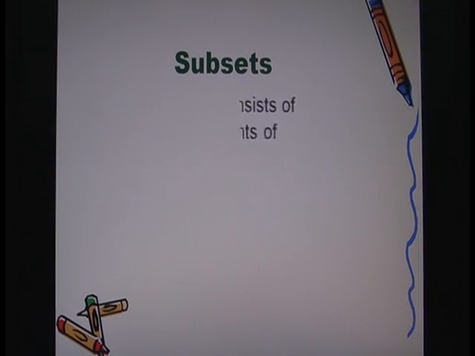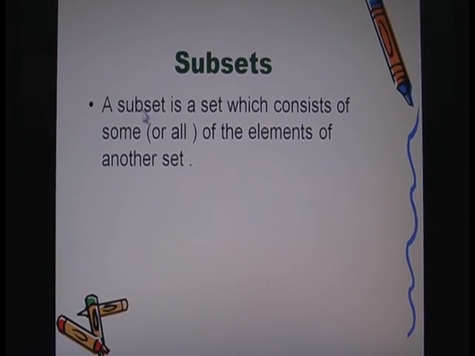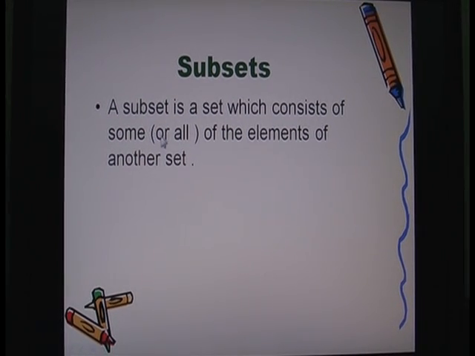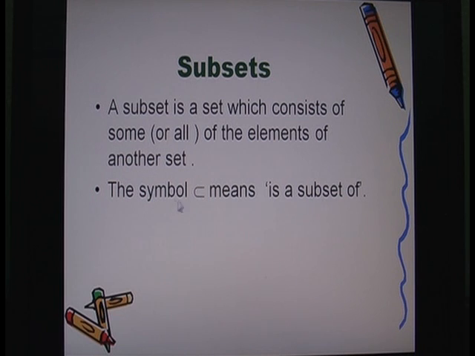Subsets. A subset is a set which consists of some or all of the elements of another set. This symbol here means "is a subset of." So we're saying that this symbol here, look at where the pointer is, means "is a subset of." So that's the symbol used to represent "is a subset of."